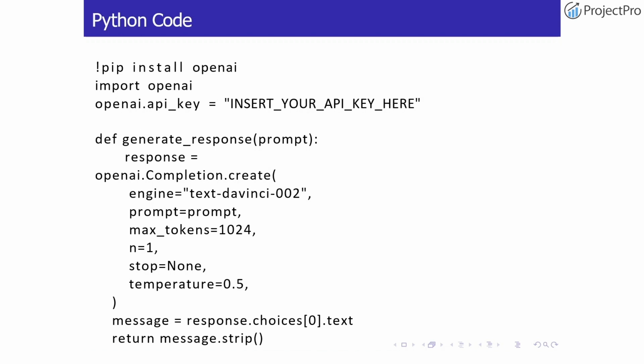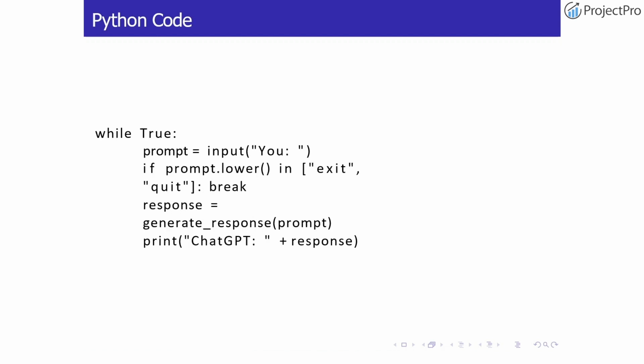The rest of the code allows us to interact with ChatGPT in real time by providing a prompt and receiving a response. The generate response function is responsible for generating the response using the ChatGPT model, while the loop and input function allows the user to enter multiple prompts and receive multiple responses.